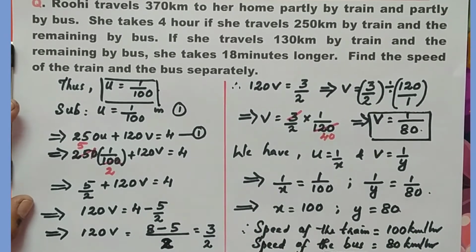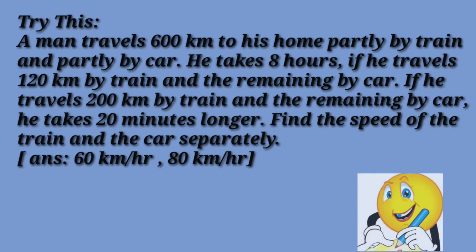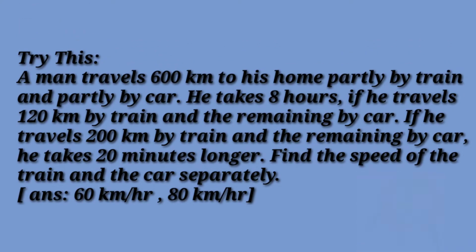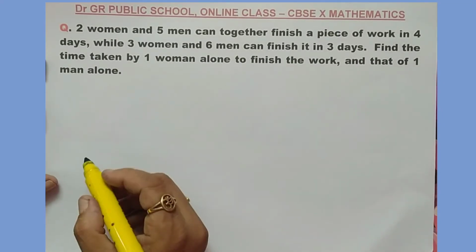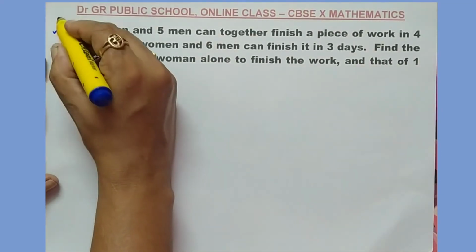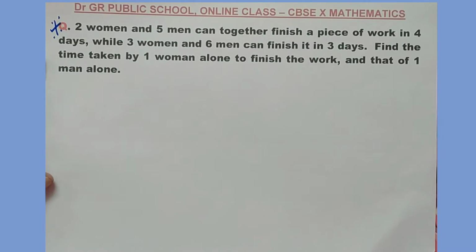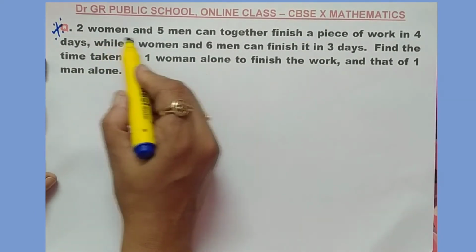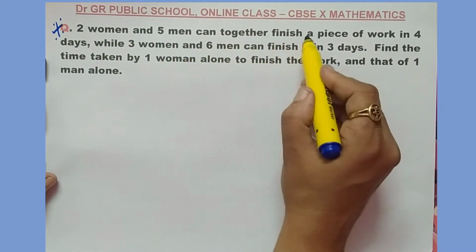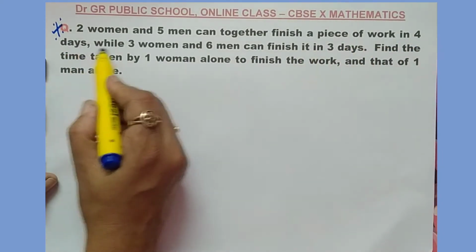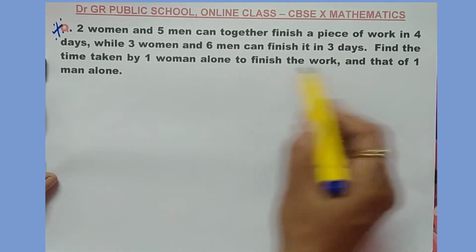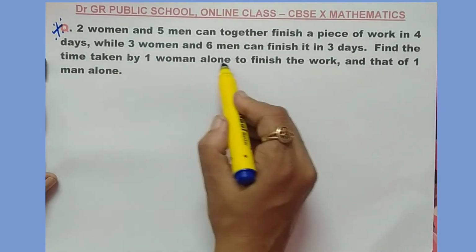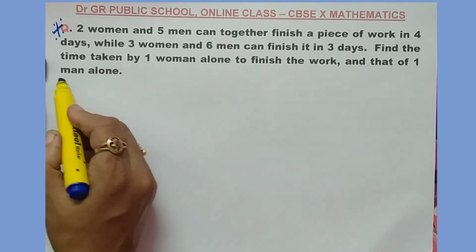A very important question. Here's your question for the exam. 2 women and 5 men can together finish a piece of work in 4 days, while 3 women and 6 men can finish it in 3 days. Find the time taken by one woman alone to finish the work and that of one man alone.